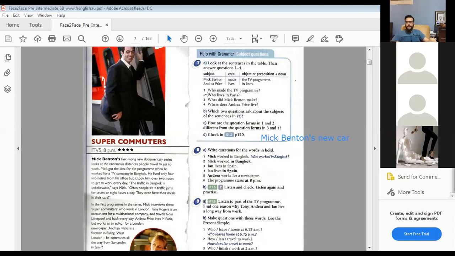Okay. Now number 2, Malak, you can do number 2. Who lives in Paris? Sarah Maid lives in Paris. Are you sure? Yes, Andrea. Sarah Maid lives in Paris. Andrea. No. In the story, who lives in Paris? In the story.